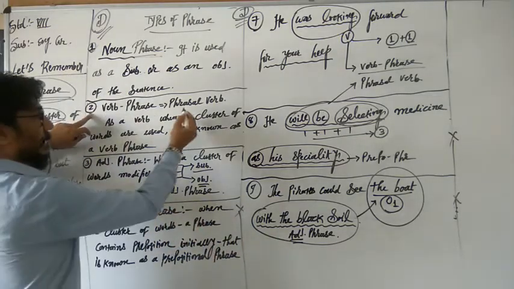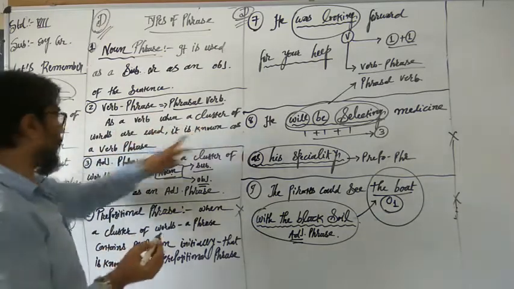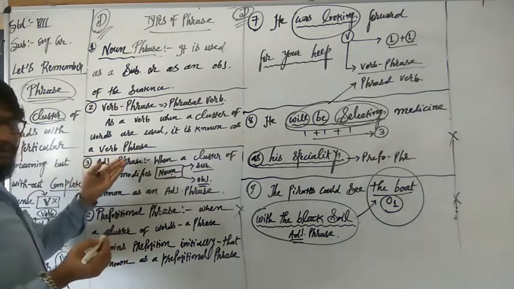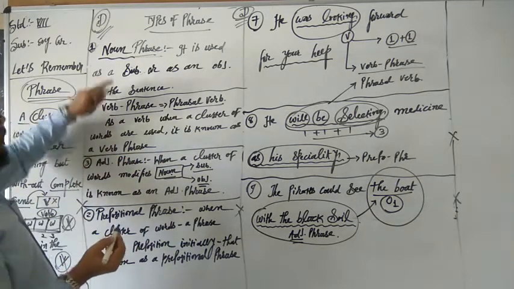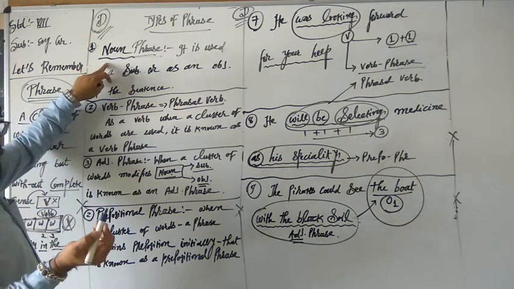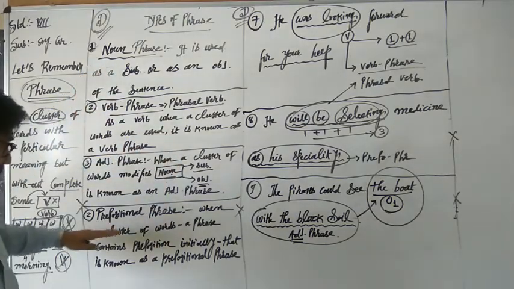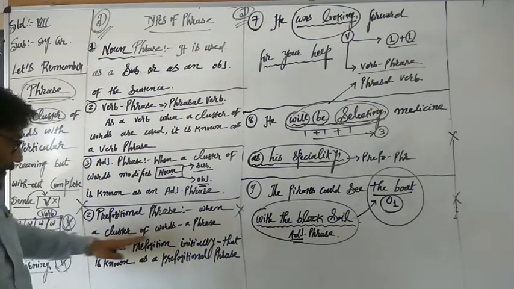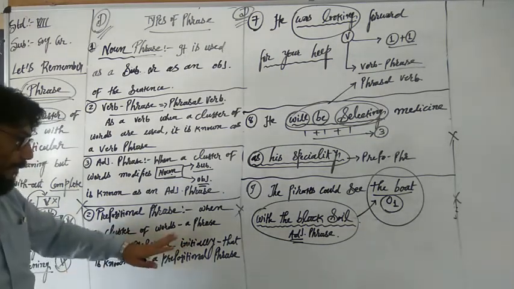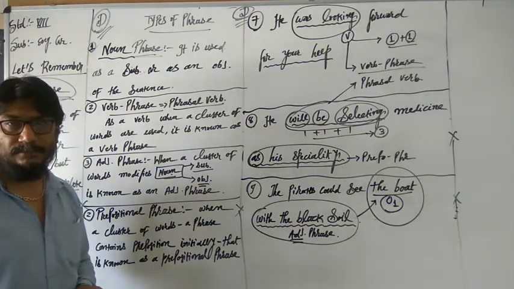It is also known as a phrasal verb. When a cluster of words is used as a verb, it is known as a verb phrase. This we have already completed. If it is used in the place of subject or in the place of object, that's a noun phrase. Now also we have completed the prepositional phrase: when a cluster of words, meaning a phrase, contains a preposition initially, that is known as a prepositional phrase. Got the idea?